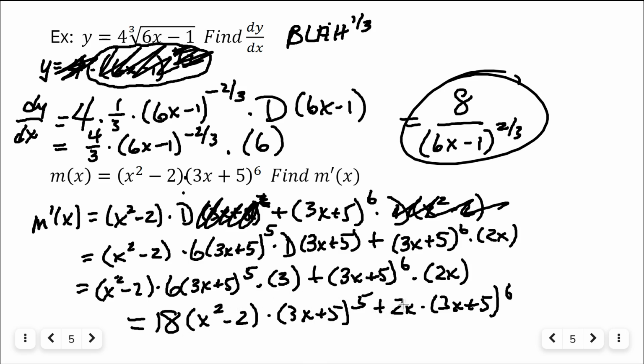2's in common between the 2 and the 18. But more importantly, I want you to see there are 5 powers of 3x plus 5 here. There are 6 powers of 3x plus 5 here in this term. So you could factor out 5 powers of 3x plus 5. And if you did, it would eliminate all 5 powers from this term, and there'd be only 1 power of 3x plus 5 left in the other term. Okay? So I do want you to see that, because that is a possible simplification that you could see. And that's it for this one. We're done deriving it.